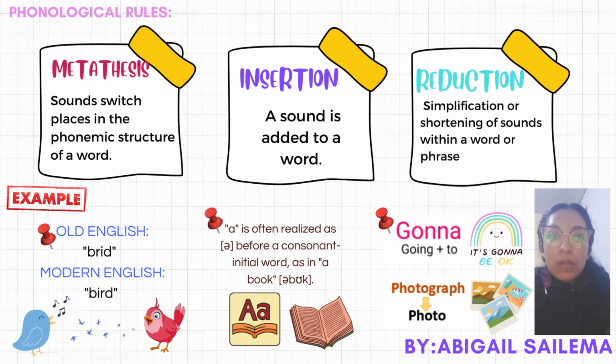An example is the evolution from Old English to Modern English. In this case, the word brid metamorphosed into bird through metathesis. Finally, reduction involves the simplification or shortening of sounds, often observed in casual or rapid conversations. A classic instance is the reduction of going to into gonna, where unstressed vowels vanish and consonant clusters simplify. Similarly, unstressed vowels are dropped in words like photograph, leading to its casual pronunciation as photo.